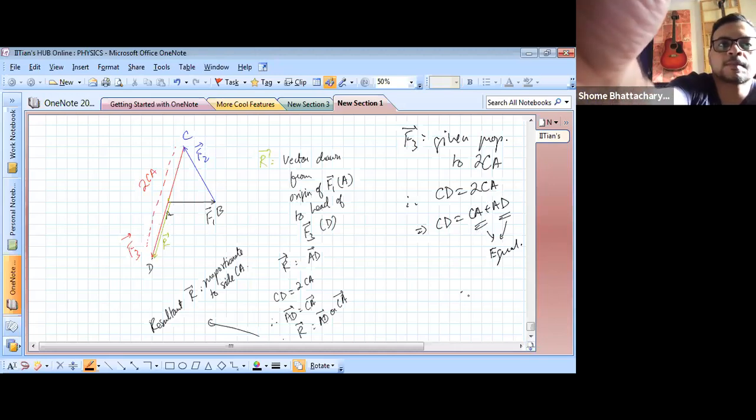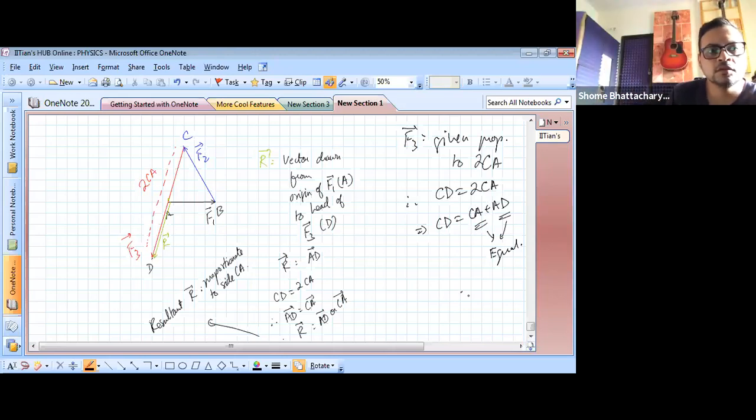Is this clear now? Samarth, is this clear why ED is equal to CA? E is basically the midpoint of that line CD, because that vector F3 is proportional to double of the third side. Okay. So hope this question is clear to all of you. Let's come to the 15th question.